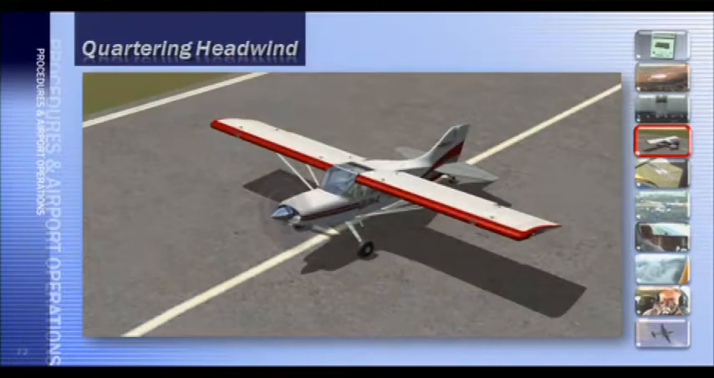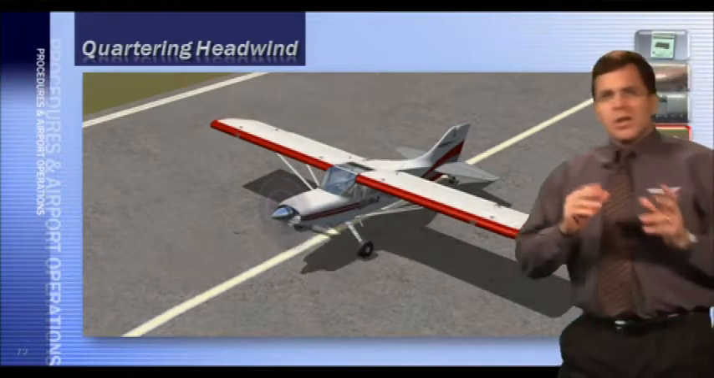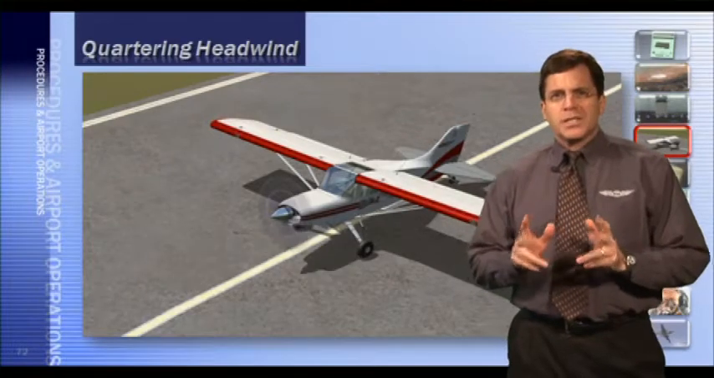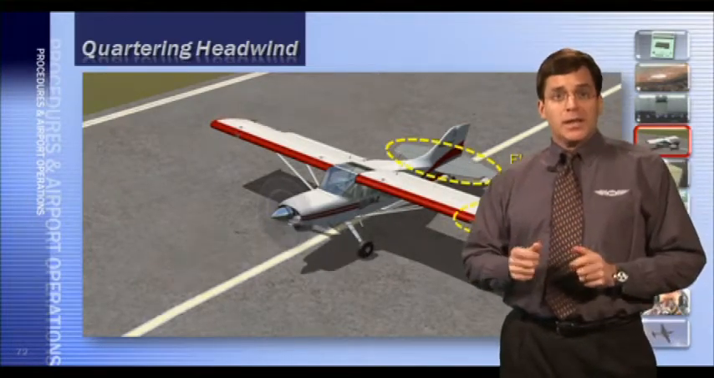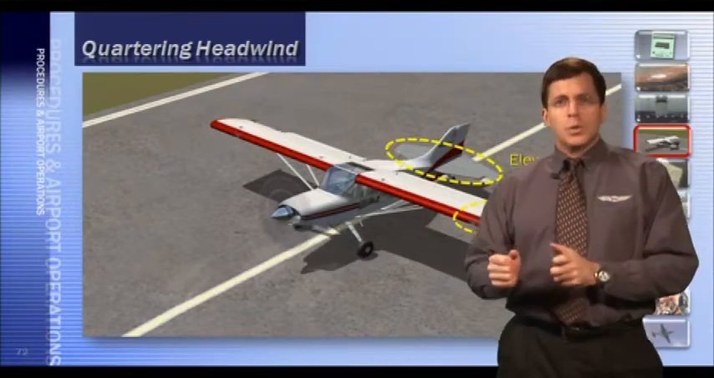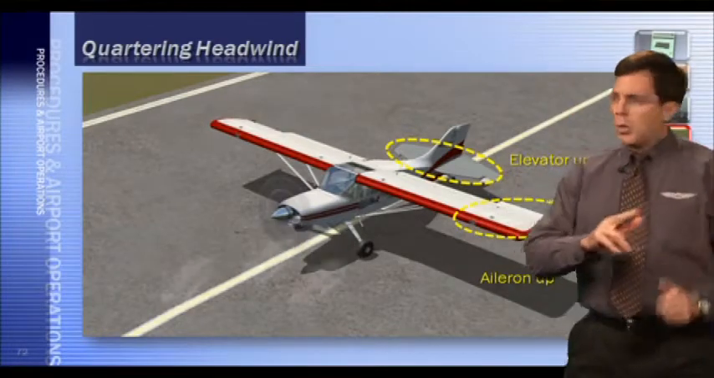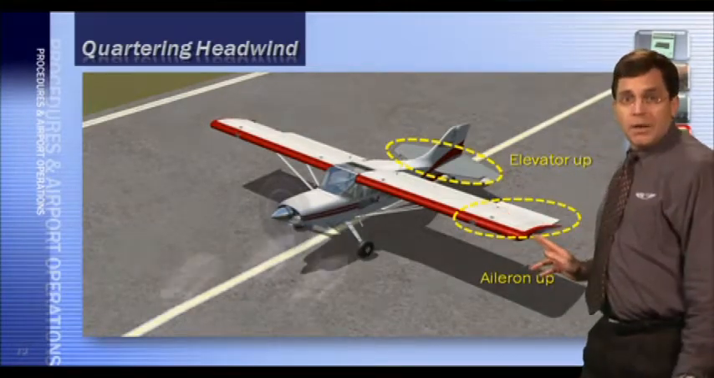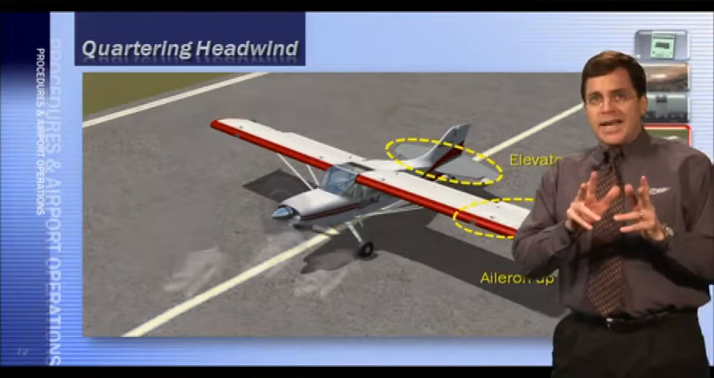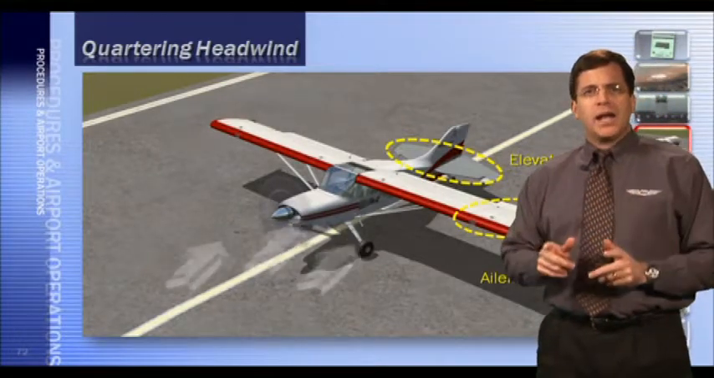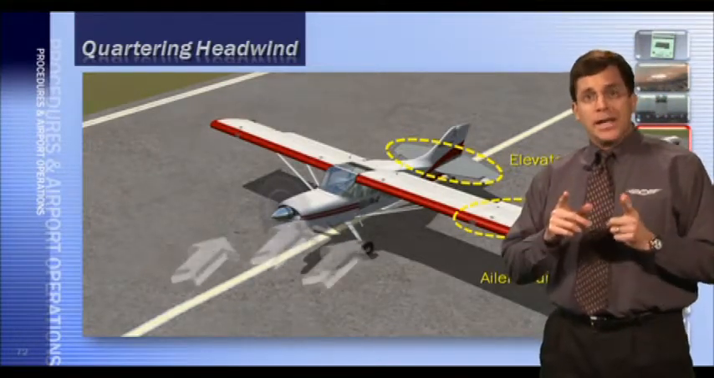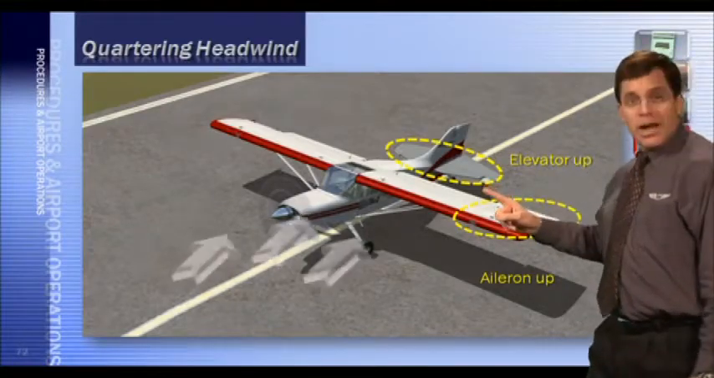Now, here's the left quartering headwind situation in a tailwheel aircraft. You should move the controls as if you were turning into the wind. Move the yoke or stick to the left to hold the left aileron up. Because you're taxiing into a headwind, hold the elevator up to help pin the tail to the ground.